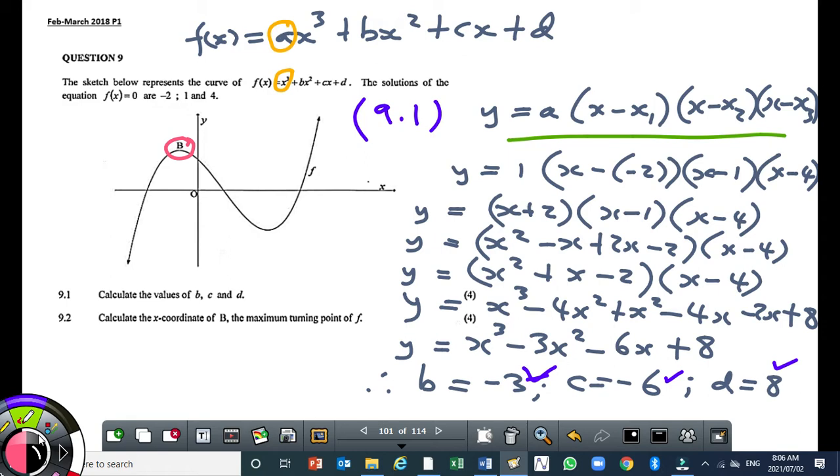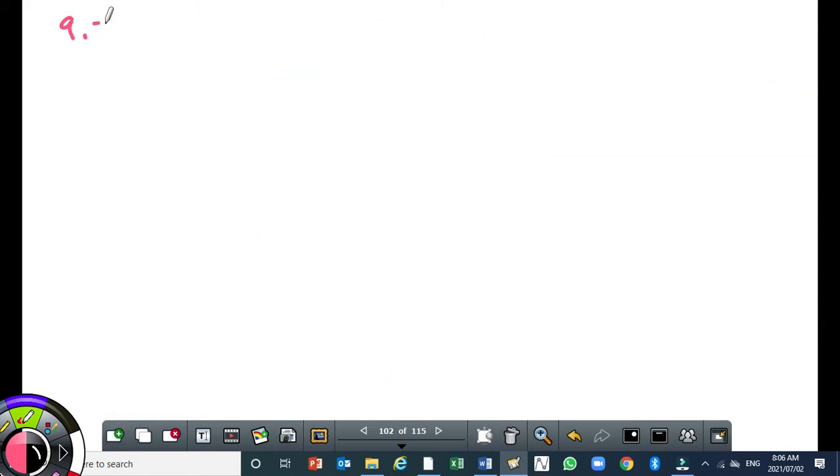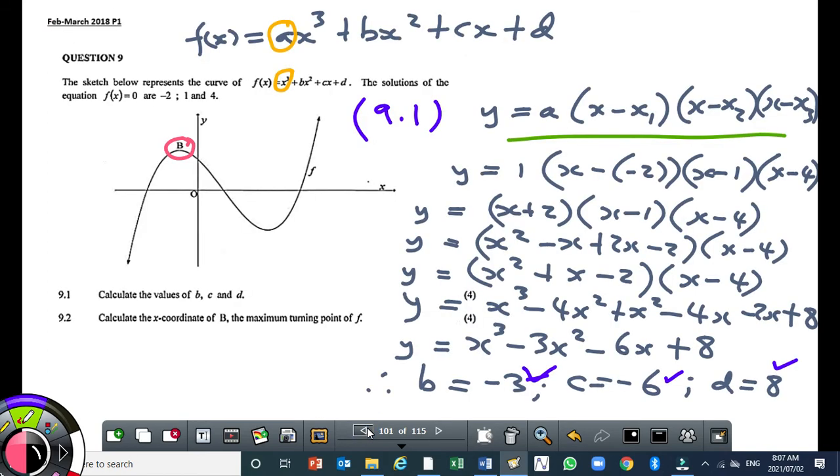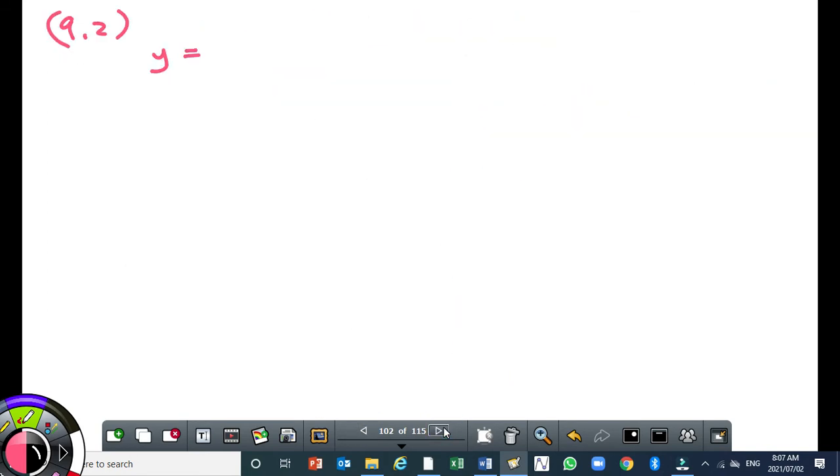Right? I'm going to put those values. I'll take that equation. All right? So let me just create it. So 9.2, all right, instead of me writing my equation in terms of f of x, I'm going to carry on with y. So it's y equal to, but I want to show you something. y equal to x cubed minus 3x squared minus 6x plus 8.